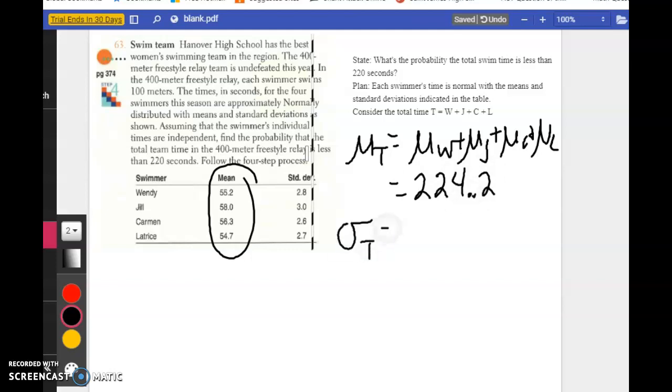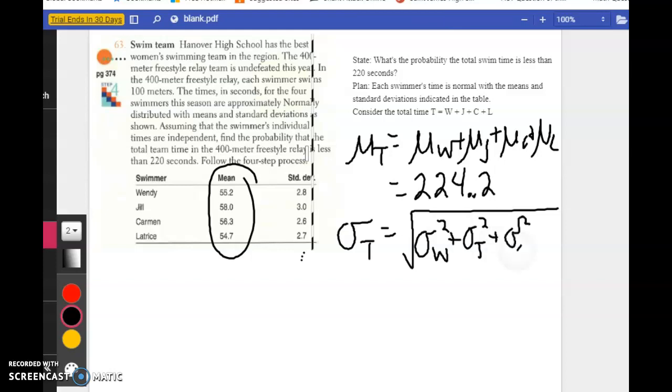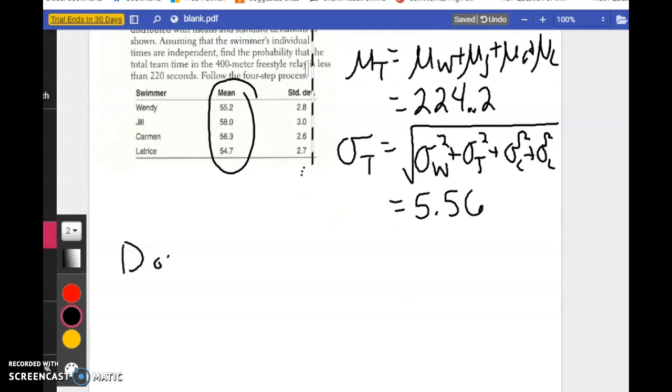And the standard deviation of the total times is not the sum of the standard deviations, but the sum of the variances. So Wendy's variance plus Jill's variance, Carmen's variance, and Latrice's variance. If you do that calculation, you get 5.56. And then the do is I want the probability that total is less than, I think it was 220 seconds.